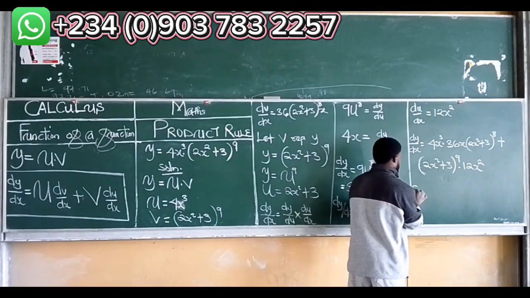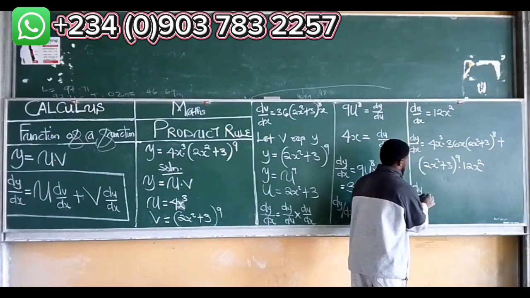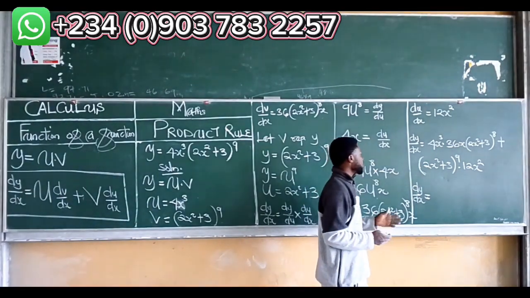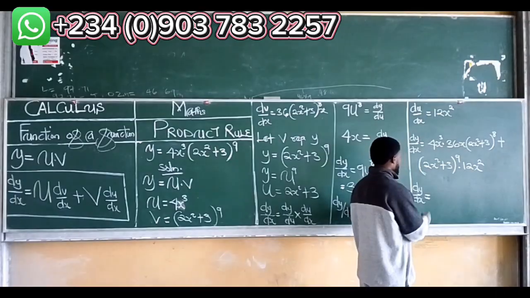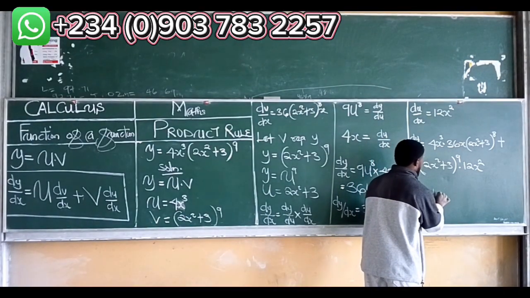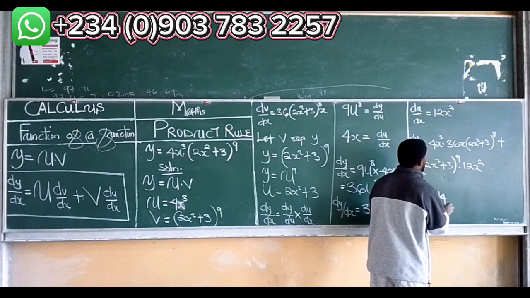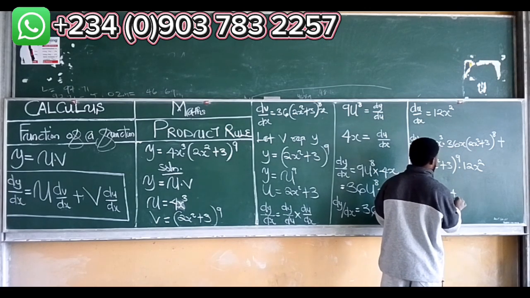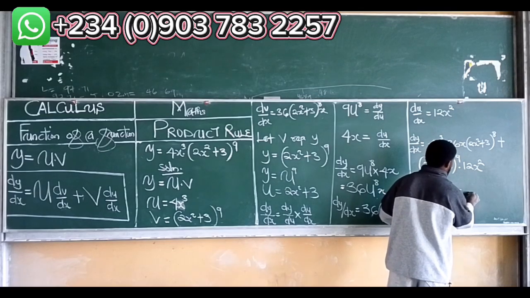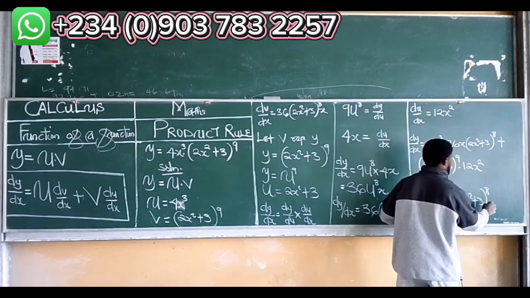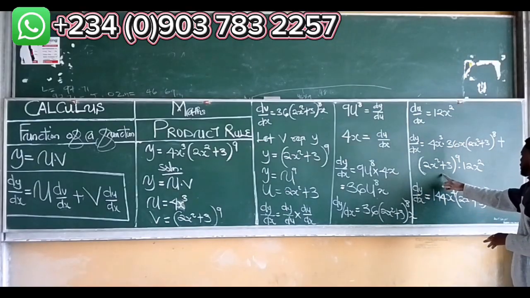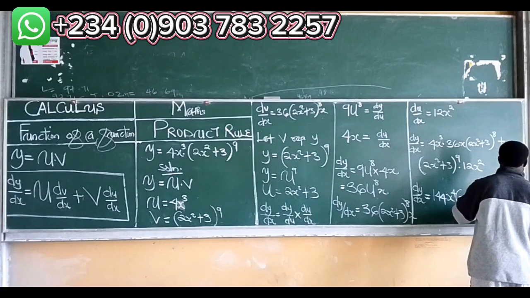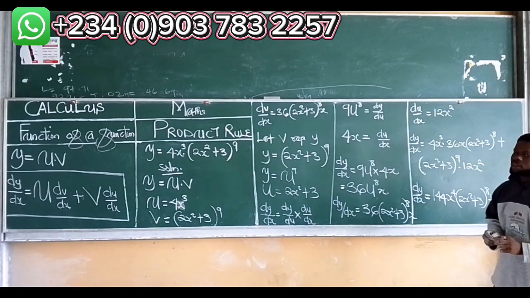So dy over dx, this could be the final result, or you can further multiply this by this to obtain 4 times 36 gives 144. Then x raised to the power of 3 plus x raised to the power of 1 gives x raised to the power of 4. Then 2x squared plus 3 raised to the power of 8 plus, over here, it remains 12x squared in bracket 2x squared plus 3. So this becomes the final result.